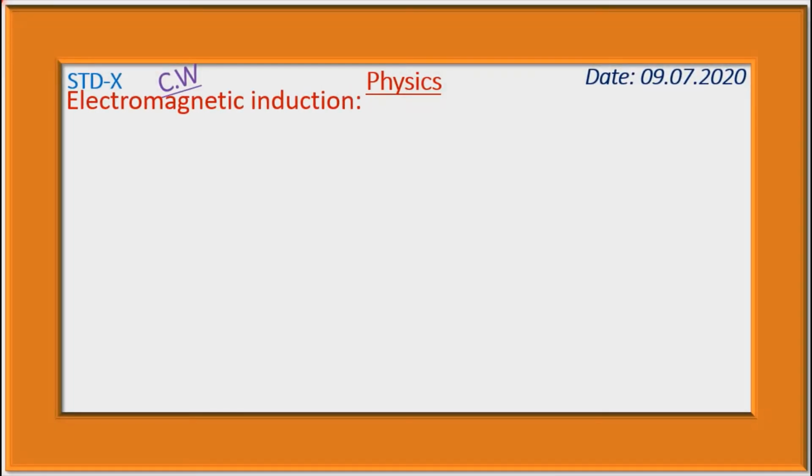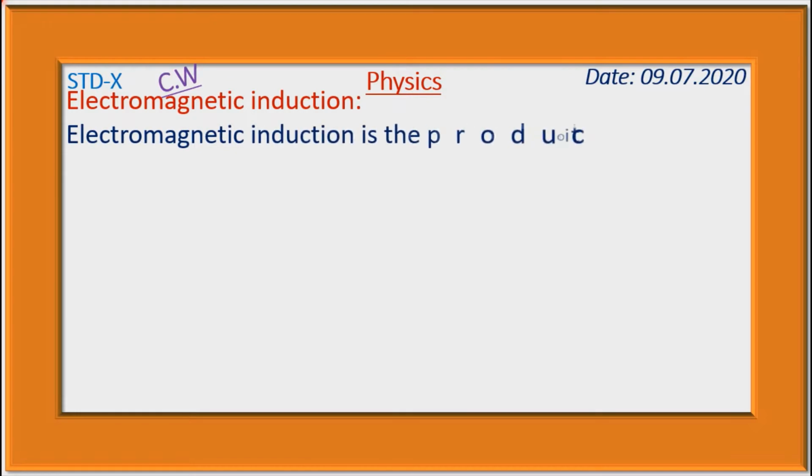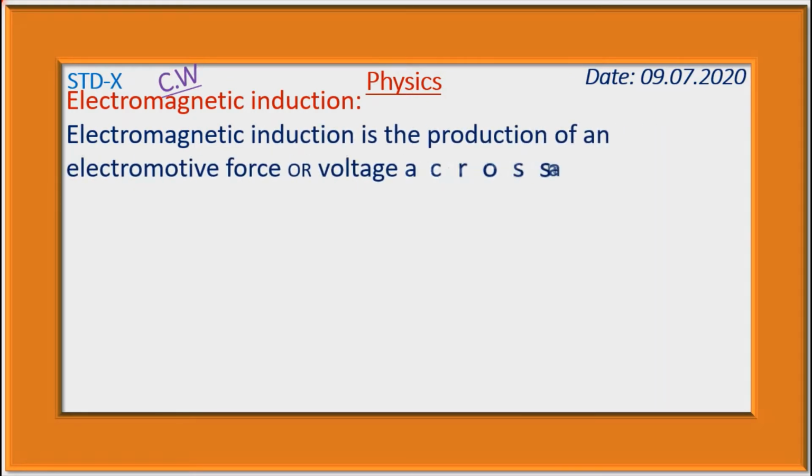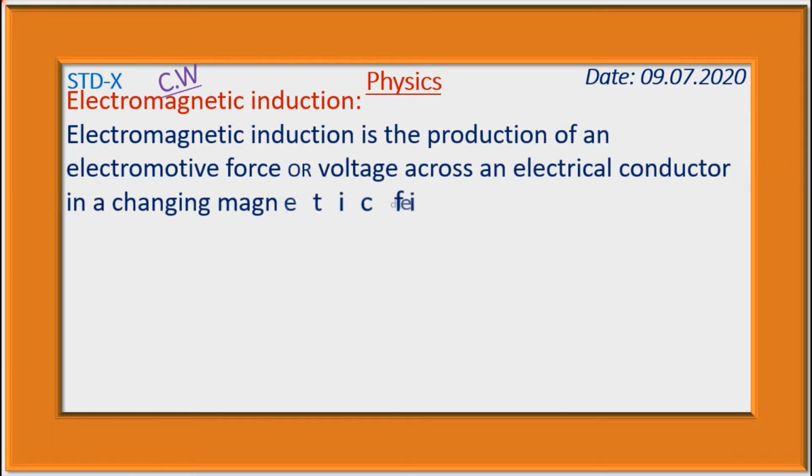Electromagnetic induction. Electromagnetic induction is the production of an electromotive force or voltage across an electrical conductor in a changing magnetic field. That means if magnetic field is changed inside a coil, then an electromotive force or current is produced through the coil.